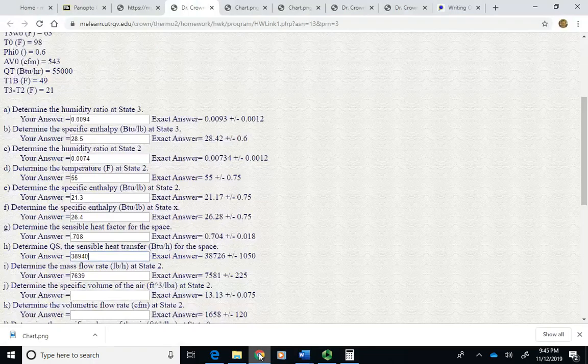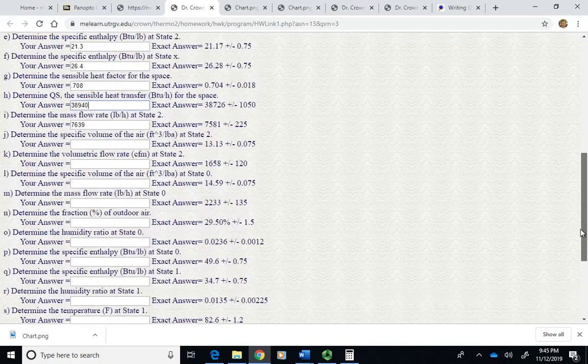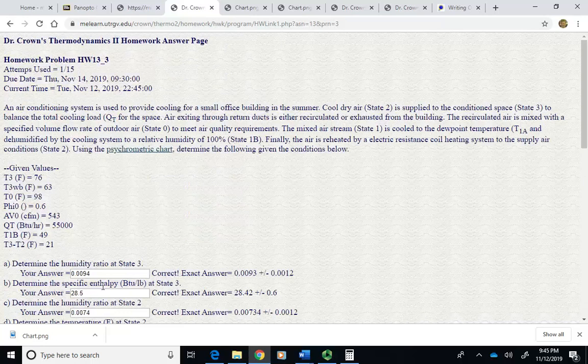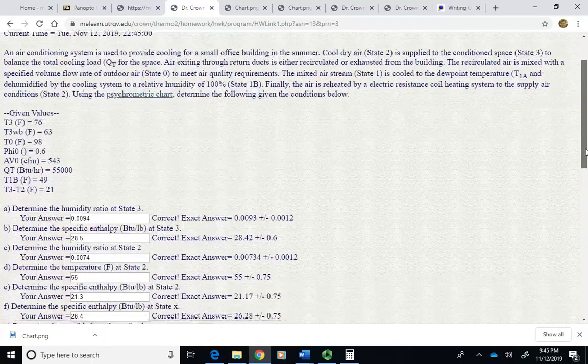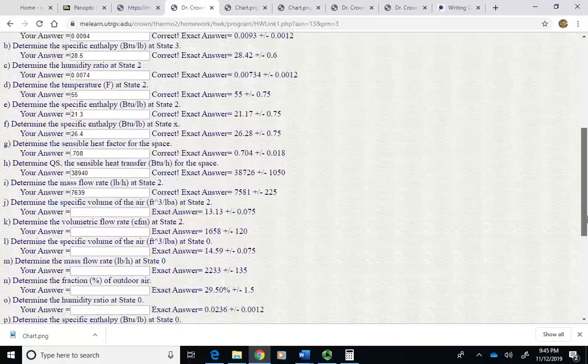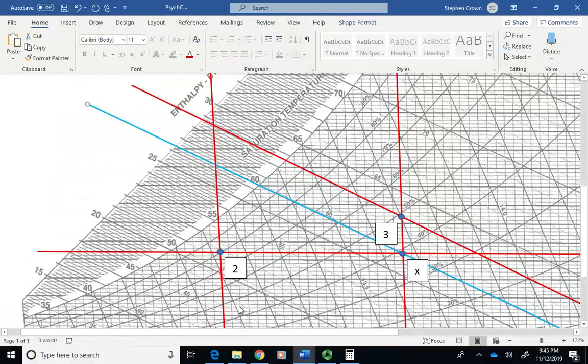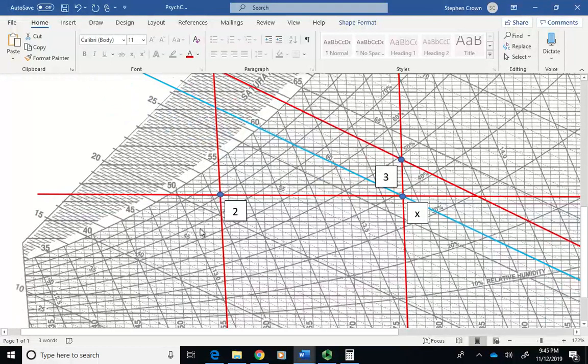Okay, so I'm cruising through my values. I can just double check that my values are good. Correct, correct, correct, correct, correct. All right. The specific volume of the air at state 2 should be able to get that from the chart. So this is 13.0, 13.1. This is 13.2, so I'll say 13.12, maybe 125.